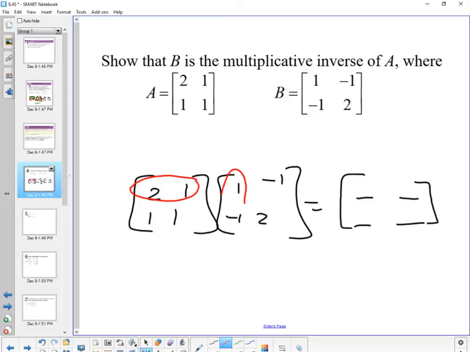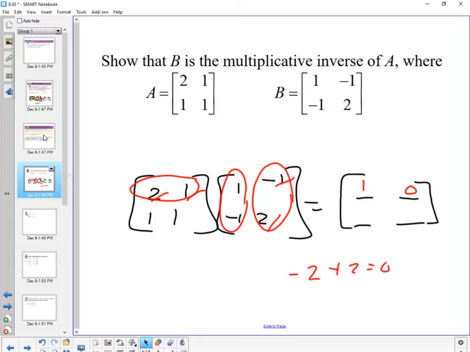Row 1, column 1. How much is that? 2 minus 2 minus 1 is 1, right? All right. Row 1, column 2. It's 0. Negative 2 plus 2, right? I thought 2 times negative 1 is negative 2, and then I'm going to combine that with 1 times 2. So that is, in fact, 0. Okay? Let's go to the next one.